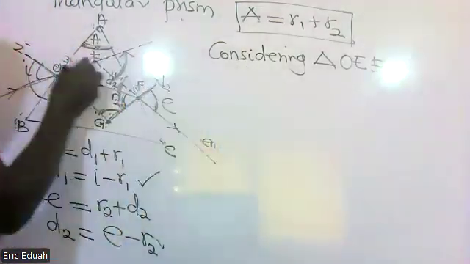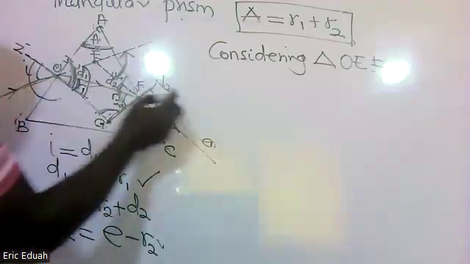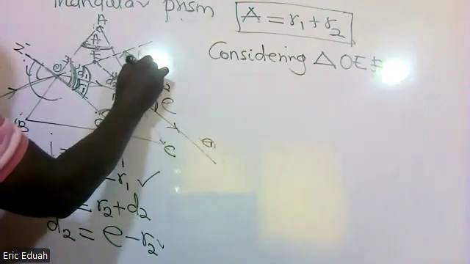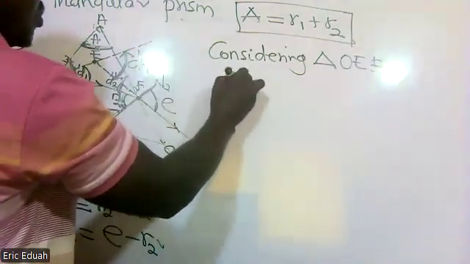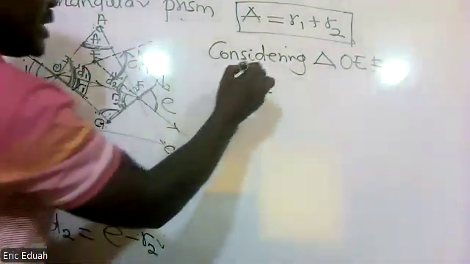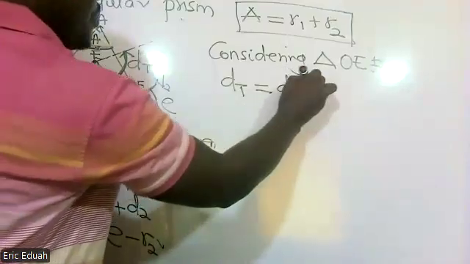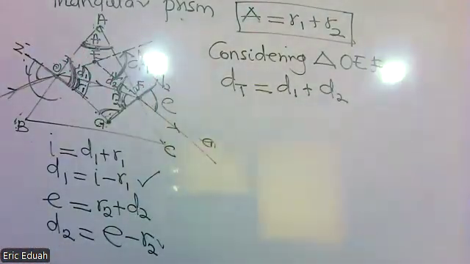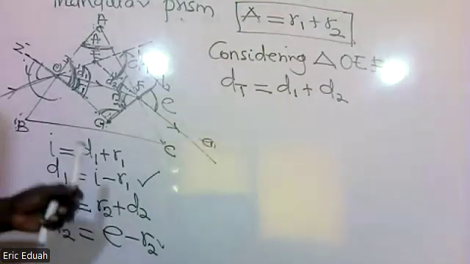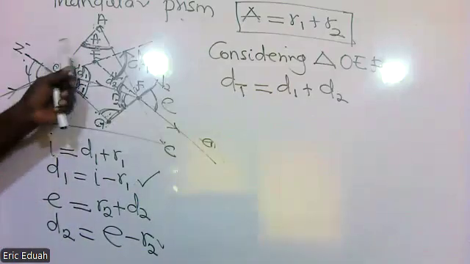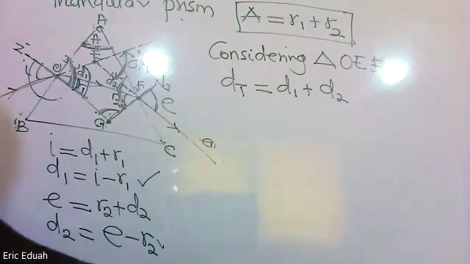So this angle, which we are representing as D total, is equal to D1 plus D2, due to the reason I told you that the sum of the interior angles of an isosceles triangle is equal to its external angle.